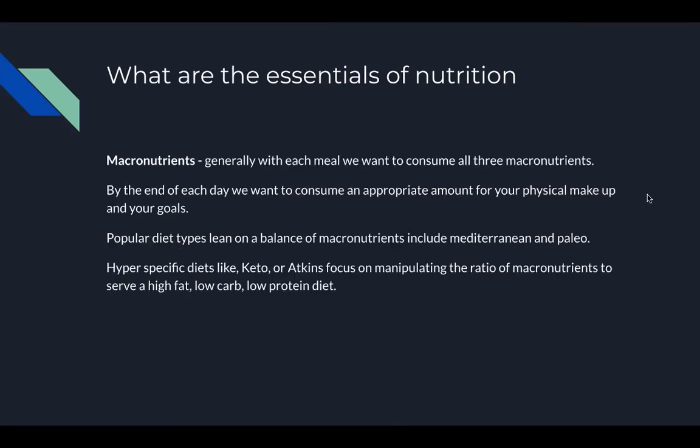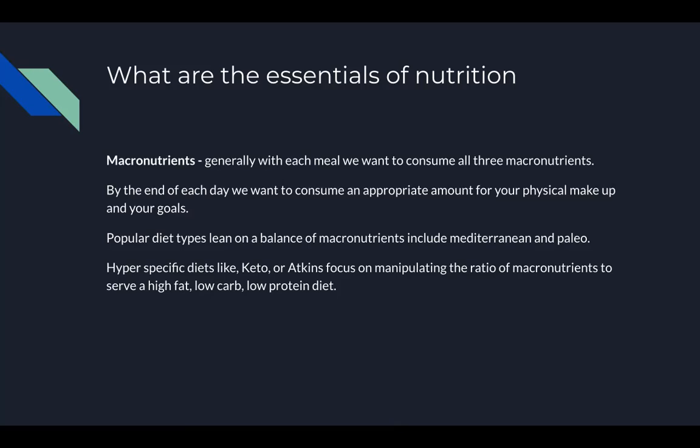So macronutrients, we want this to be generally with each meal, we want to consume all three macronutrients. There are times when we might be a bit more specific and lean more heavily on one macronutrient versus another, but a great starting point is to have all three with each meal. So it's going to be proteins, carbohydrates, and fats. And by the end of the day, we want to consume an appropriate amount for your physical makeup. So this is where it starts to become individualized.